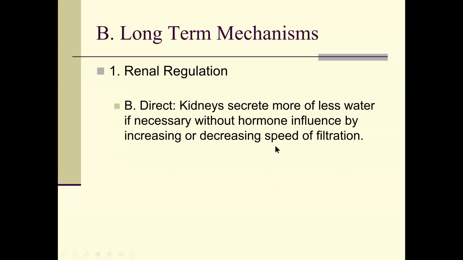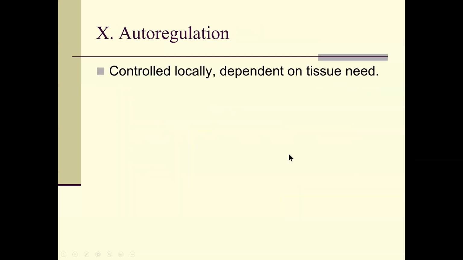So when we get to the renal chapter, we'll learn a lot of this stuff. This is just a summary. Autoregulation: control locally dependent on tissue needs.